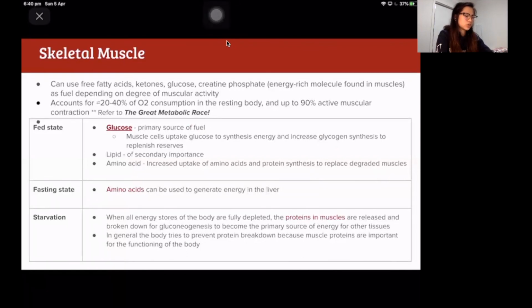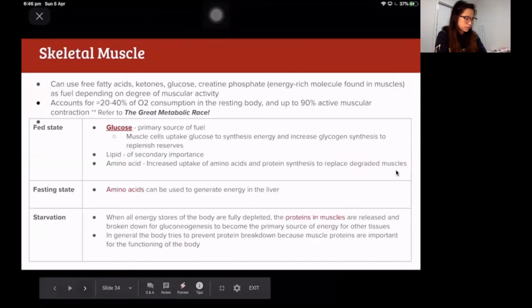But you'll see that when we're talking about starvation, it really is only when all the energy stores of the body are fully depleted that the proteins in the muscles are released and broken down for gluconeogenesis to become the primary source of energy for other tissues. And the reason for this, obviously, is that protein is really important for the body and it's important for our muscles. So our body tries to use everything else before it uses the proteins.